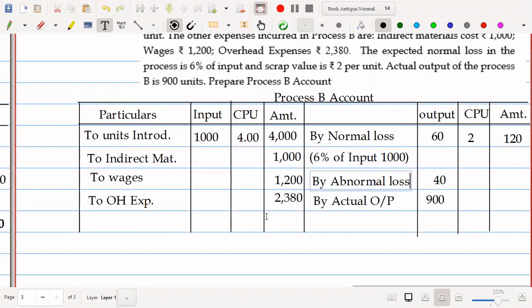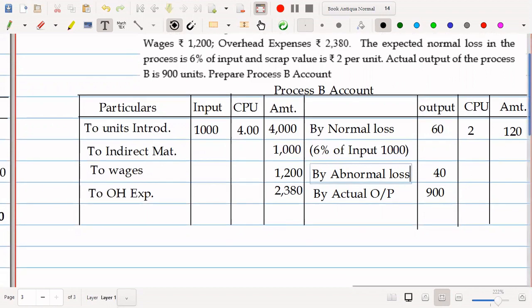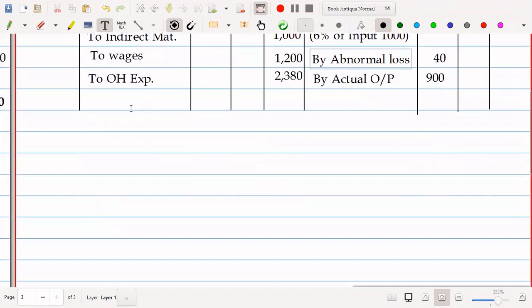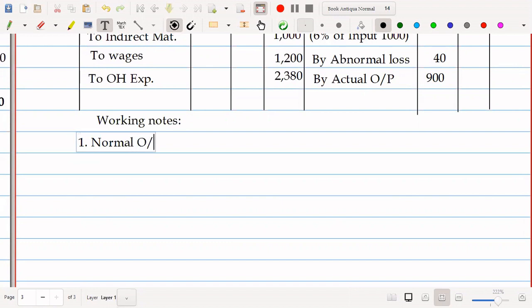Now these are the points given in the problem. The only thing we have to calculate is CPU for these two entries. To calculate CPU, again we require normal output. So we have to do 3 working notes as I said earlier. Let's go for working notes. First one, normal output. Normal output is equal to input minus normal loss.